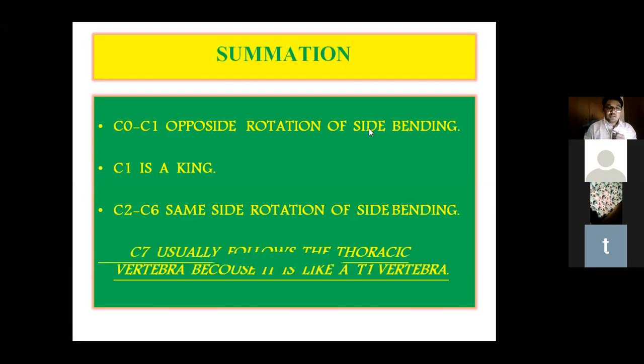Then what about C7? C7 is anatomically like a thoracic vertebra because it is like a T1. It will follow both of Fryette's laws, and it will behave like a thoracic vertebra.